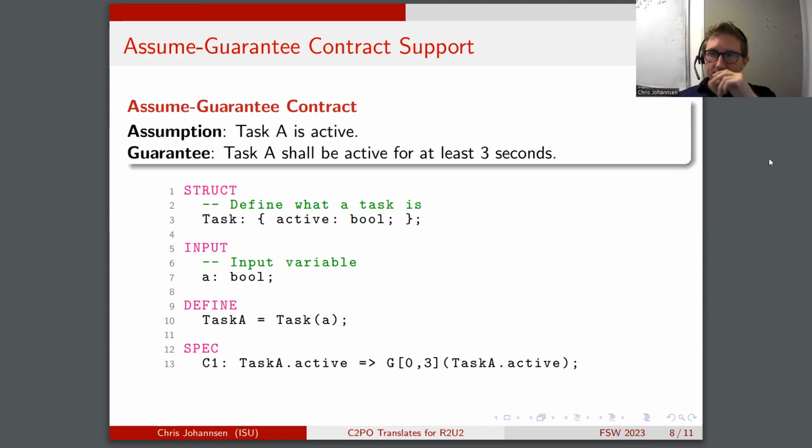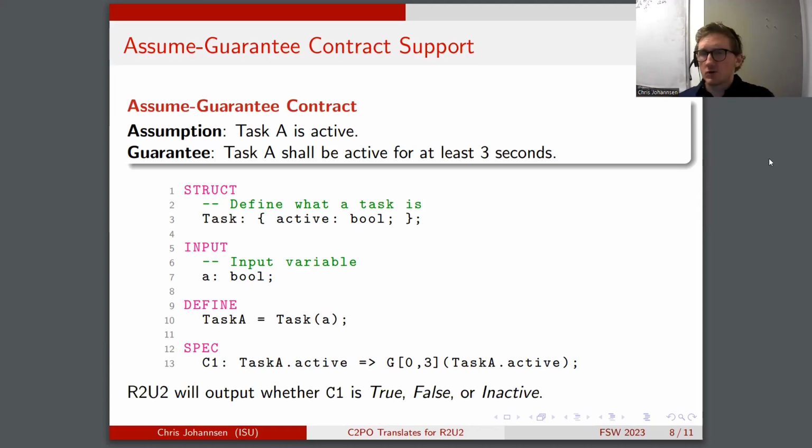And then finally, our spec section. We have an assumed guarantee contract. They have to be labeled, so this one is labeled C1. And then the important syntax here, the syntactic way that we recognize whether it's an AGC, an assumed guarantee contract, is that equals-greater-than sign. So the assumption is on the left-hand side and the guarantee is on the right-hand side, right? And this corresponds exactly to what you would expect here.